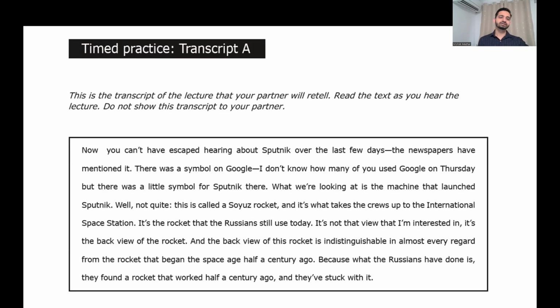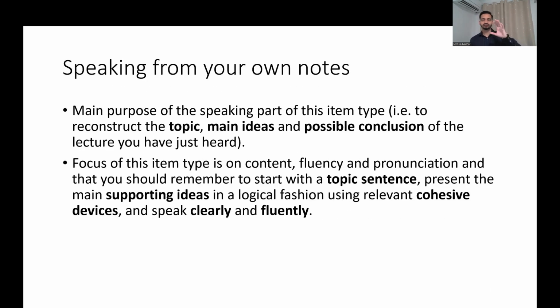Before we look at scoring, I just want to go back and quickly talk about how we speak from your notes, right? The main purpose of the speaking part of this item type is to reconstruct the topic, the main ideas, and the possible conclusion. So when you're retelling your lecture, you want to start with the topic, your main ideas, and the possible conclusion, if there is a conclusion, of the lecture you have just heard.